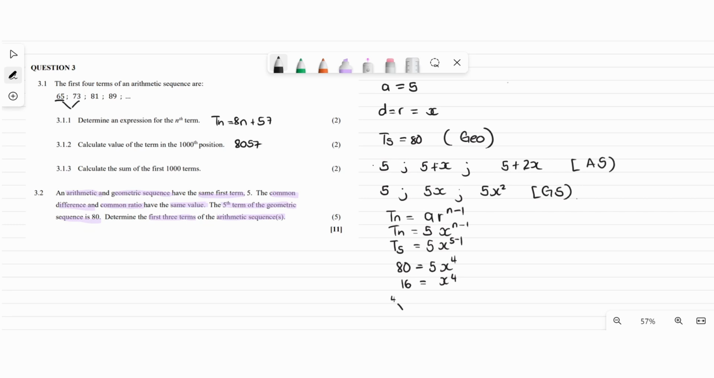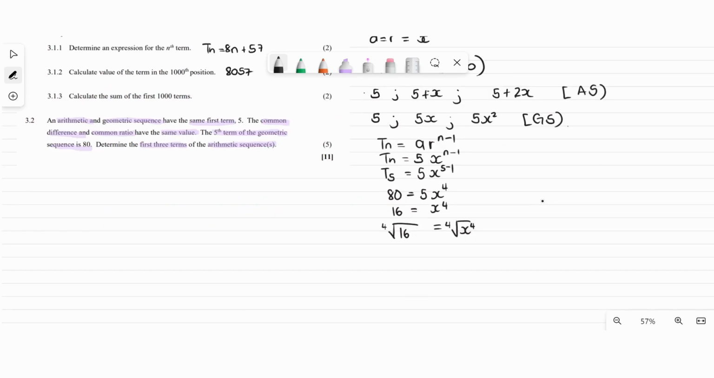Then you're going to take the fourth root of 16, and the same thing on the other side, because we want to get rid of the x to the power 4. Since the exponent here is even, this is going to be plus or minus. So our answer is plus or minus 2 equals x. So x equals negative 2, or x equals 2, right?